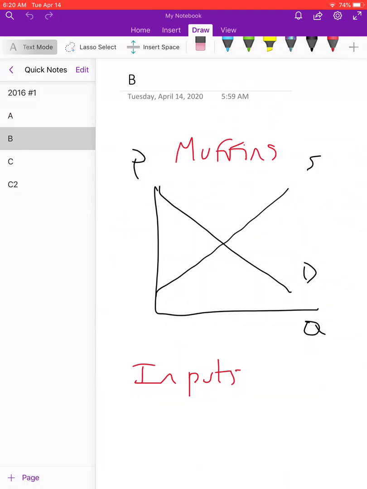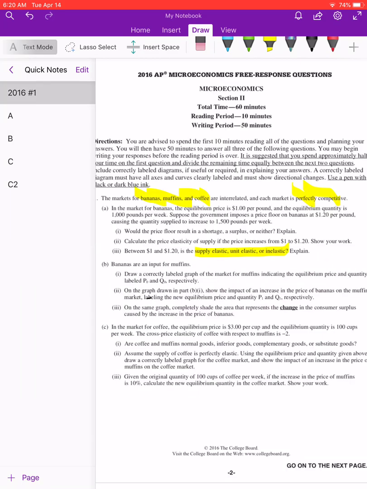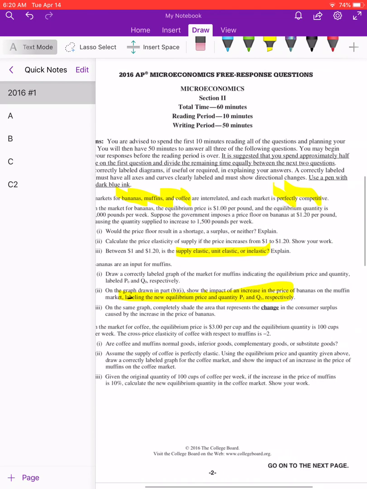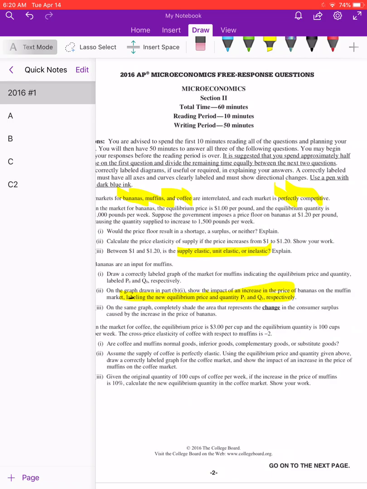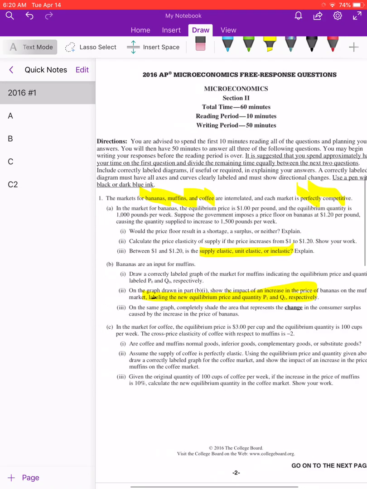So looking at letter B, what you can see is that I drew a basic graph here. They're not going to ask you to do that. What they're going to ask you to do is state what happens as a result of the change in the price of an input here. So that's what we're going to do here. It says on the graph that we drew. Now we're not going to be drawing a graph on the AP exam, so it'll say state the impact of an increase in the price of bananas on the muffin market.